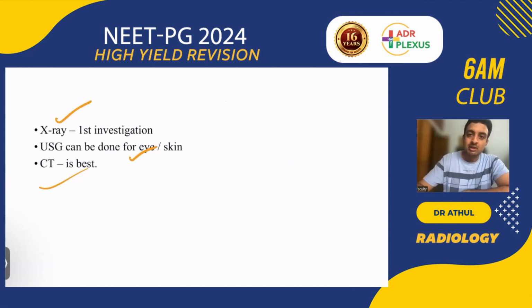You can take X-rays. X-ray is the first investigation. Some of the foreign bodies will be radio opaque, some of them will not be. Then you can do ultrasound. And if you want, you can go for CT. CT will be the best for finding out foreign bodies.